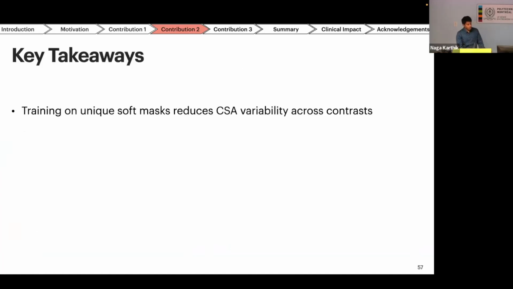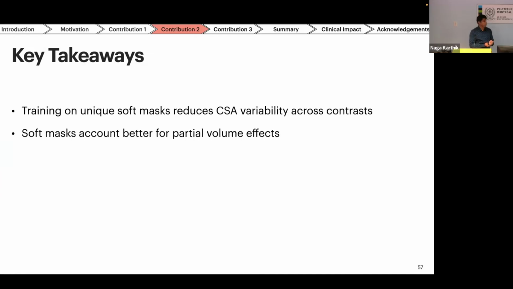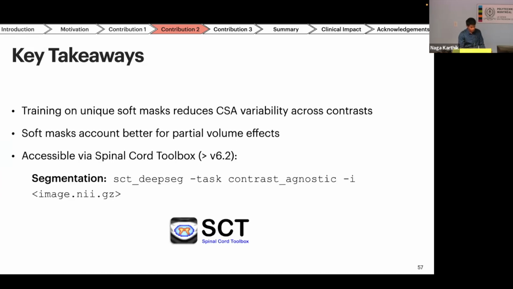So what we found in this work was that training on unique soft masks reduces CSA variability. Soft masks, as I explained before, better account for partial volume effects compared to the standard binary ground truth. This work is also open source and accessible in Spinal Cord Toolbox.